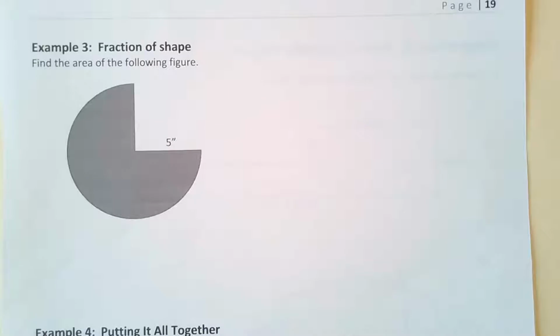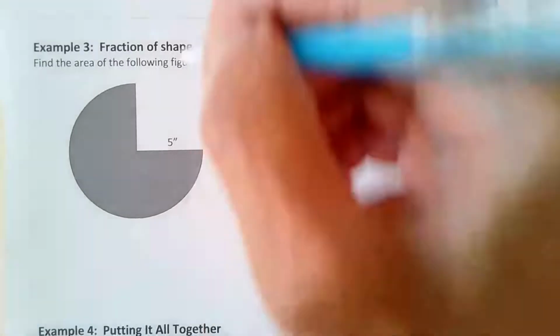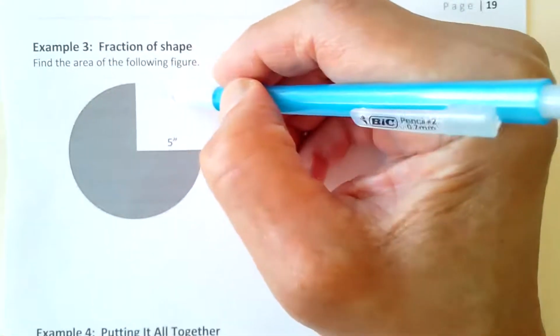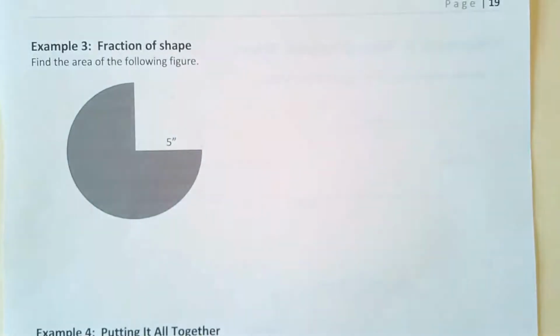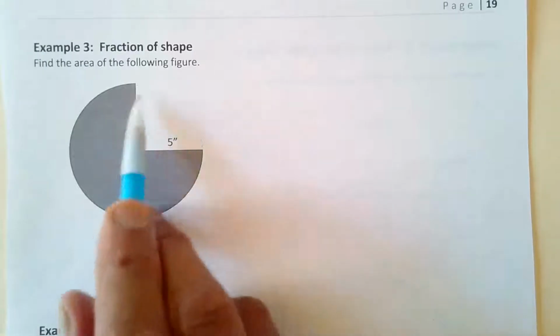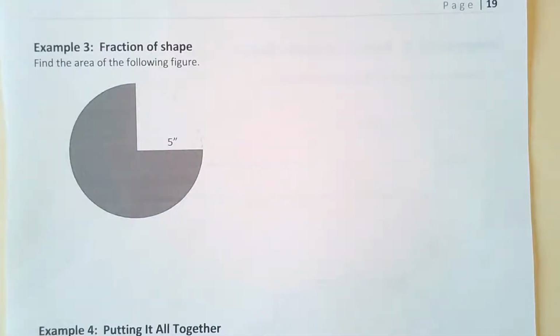Example 3. This composite shape looks like a section of a circle. You see, if I were to continue this here, this is a circle, but a section is removed, and you're asked to find the area of it.